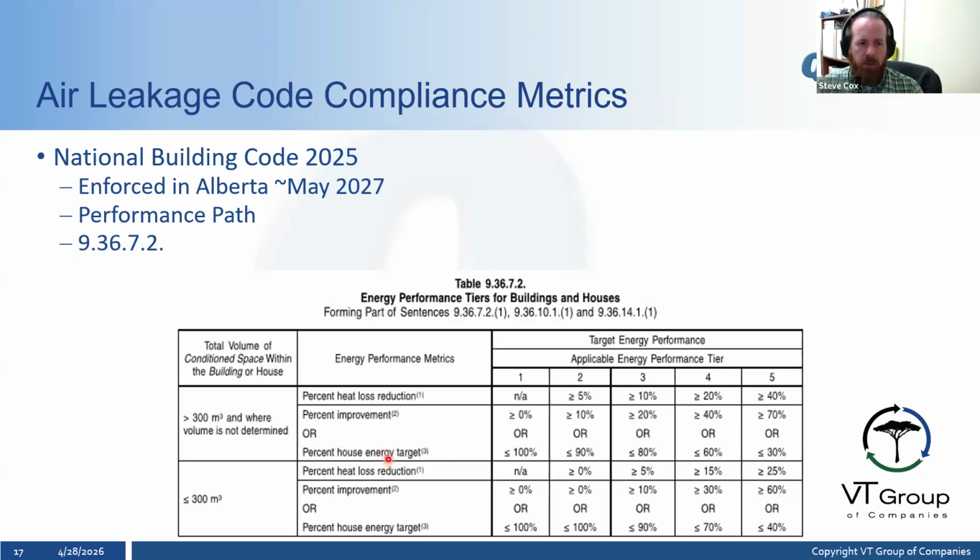Not a whole lot changes in this code. We do still have a performance path. It's better defined in this performance path, as I'll show you here. So this remains the same. This table remains the same. The definition of each tier, tiers 1 through 5, remains the same in terms of energy consumption, right? So right here, tier one, we still have to be better than the target house. We still have to show improvement. That's the same, has not changed.